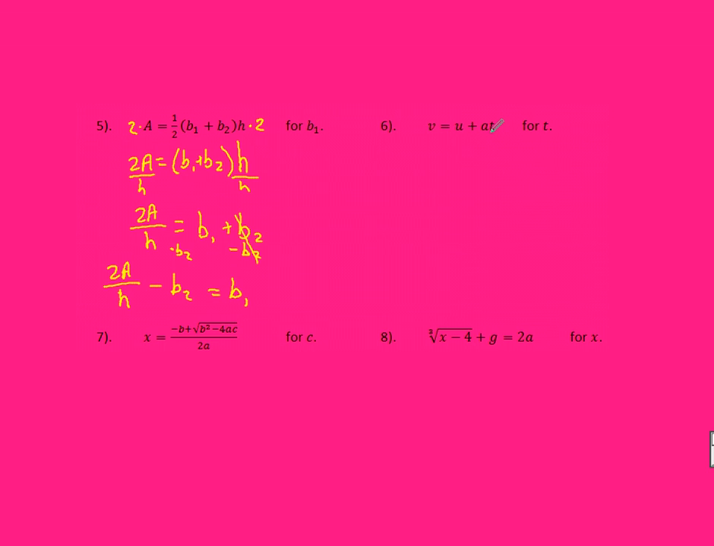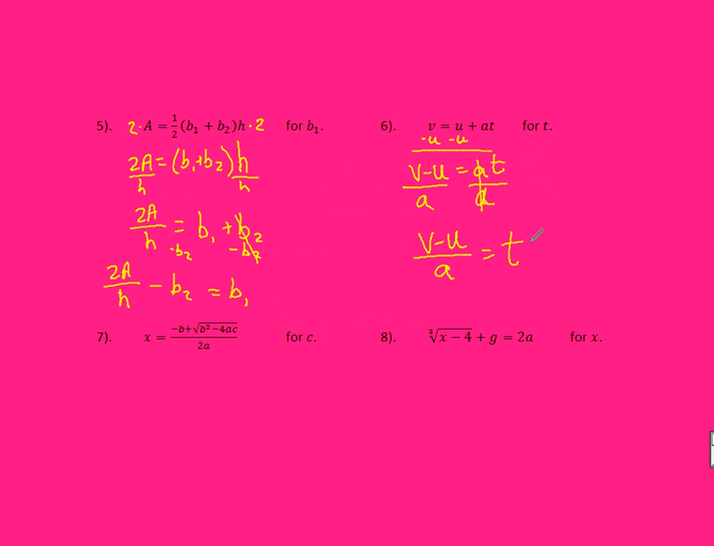In number 6, same idea. I've got T. It is attached to an A by multiplication. But before I can divide both sides by A, I need to make sure this whole thing is by itself. So I need to get rid of the U first by subtracting U from both sides. That'll leave me with B minus U on the left equaling AT on the right. I need to get rid of the A because I want T to be by itself. It's attached by multiplication, that's why I divide. So B minus U all over A is equal to T.